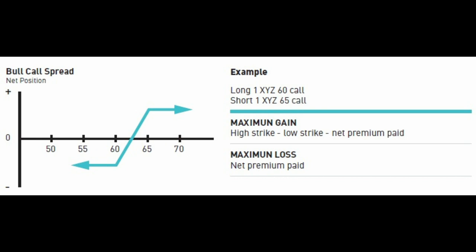There are two types of debit spreads. The call debit spread, also called a bull call spread, involves buying a call option at a lower strike price and selling another call option at a higher strike price. This strategy is bullish and profits when the stock price increases. The strategy stops profiting once the stock reaches the strike price of the option the trader sold.